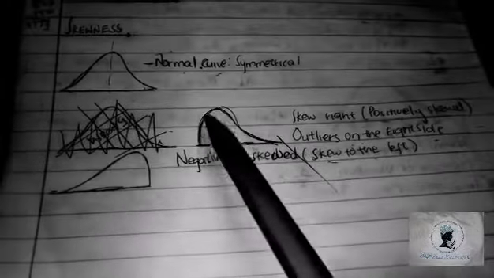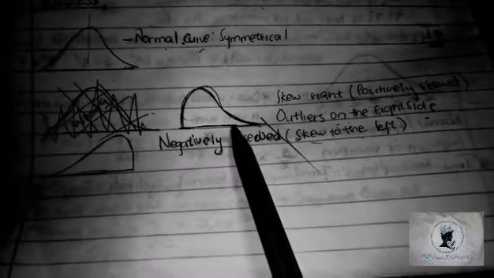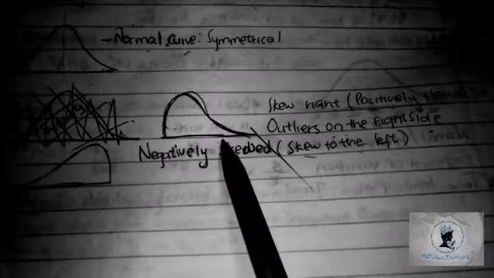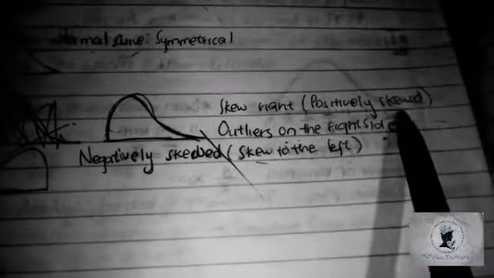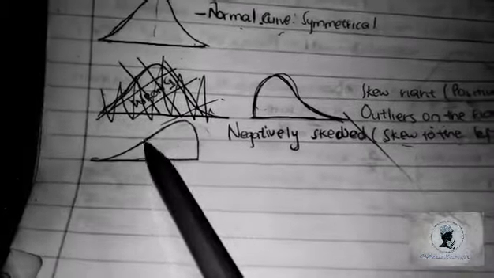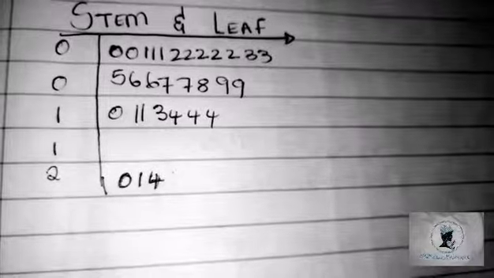Also, these ones you can use when determining the skewness of your dot plot. In this case, we will say that it is skewed to the right, it is positively skewed. And if your dot plot gives you something like this, then you know that your data is negatively skewed.